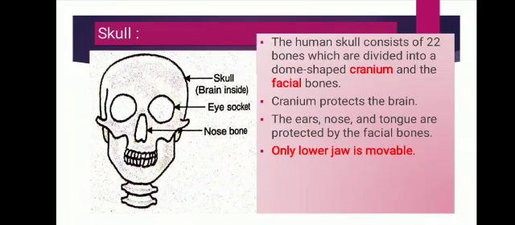Skull also protects the main sense organs like eyes, ears and nose, and skull gives shape to our head. So these are the main functions of skull: it protects the brain, it protects the sense organs of the face, and skull gives shape to our head. Now moving towards backbone.